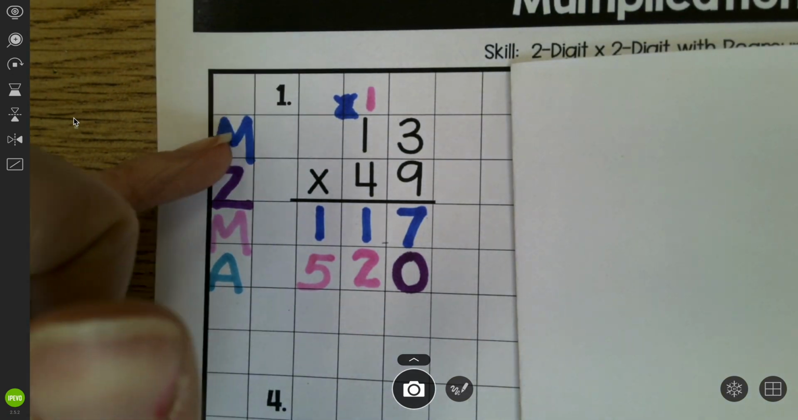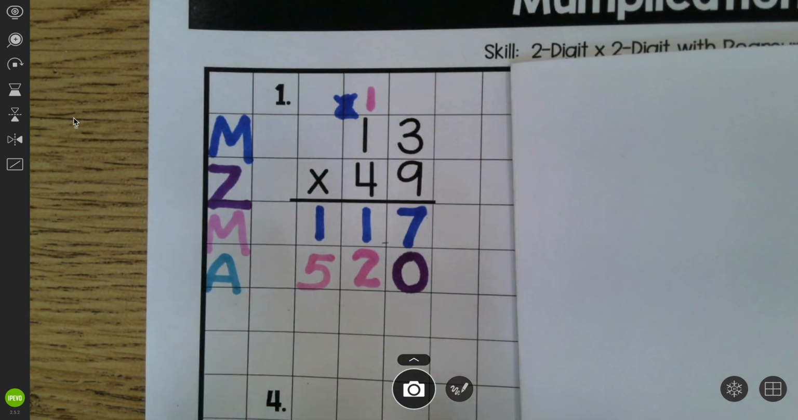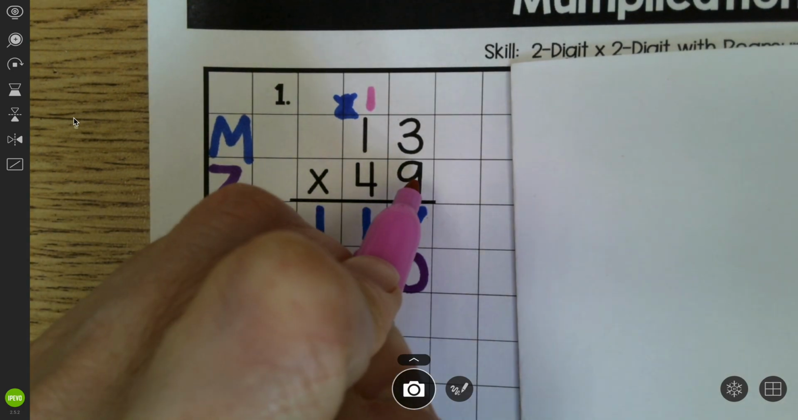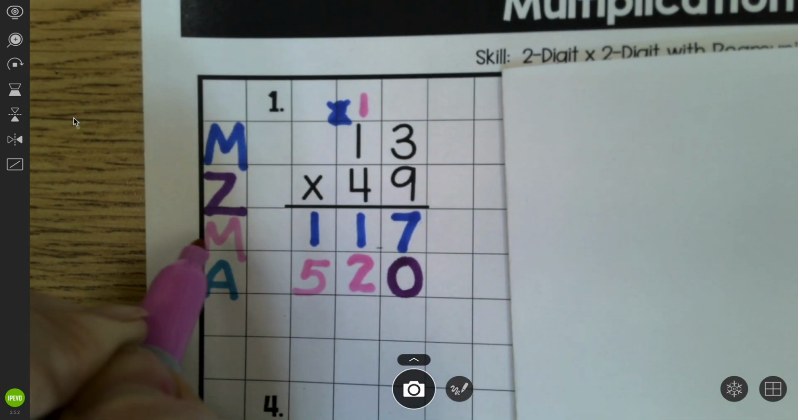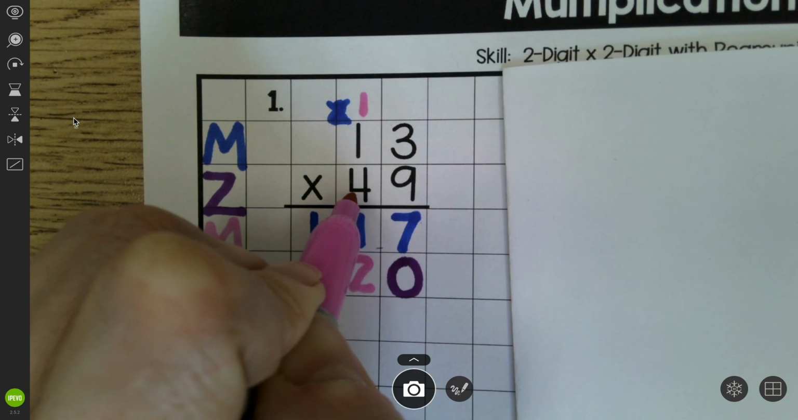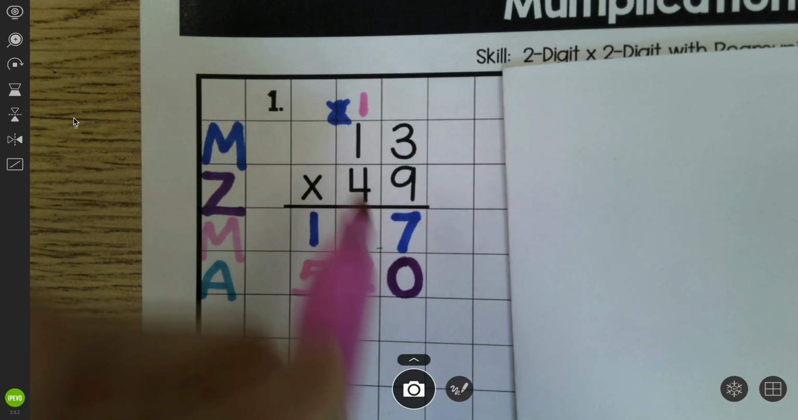So each step in the multiplication, when you multiply two two-digit numbers, you multiply twice. You multiply the bottom number by the ones place and by the tens place. Here, the bottom number on the tens place by the ones place and the tens place.